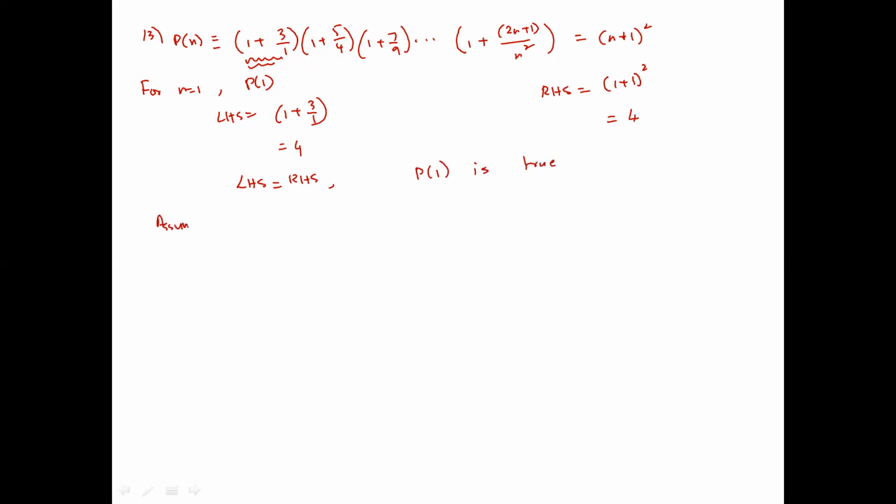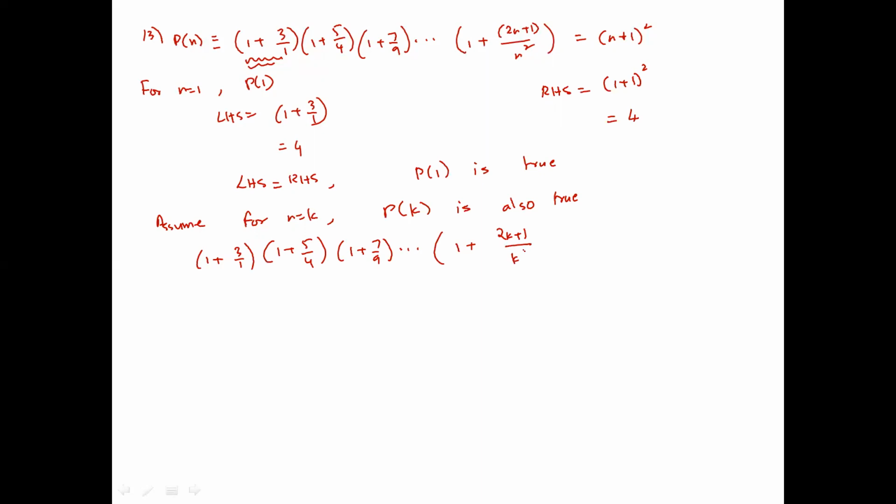Now assume for n equal to k, P of k is also true. Don't do anything, just put it. On the left side, when you put n as k, 1 plus 3 by 1 into 1 plus 5 by 4 into 1 plus 7 by 9, and so on, into 1 plus 2k plus 1 by k squared, equal to RHS. When you put n as k, you will have k plus 1 whole squared.